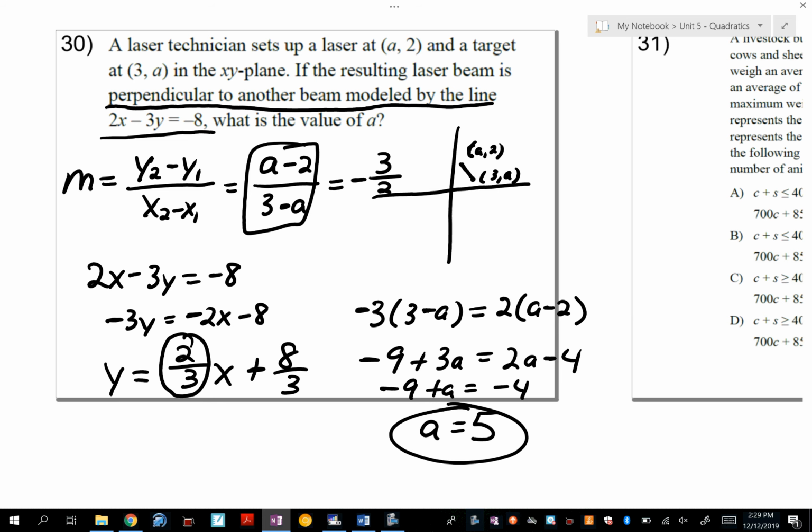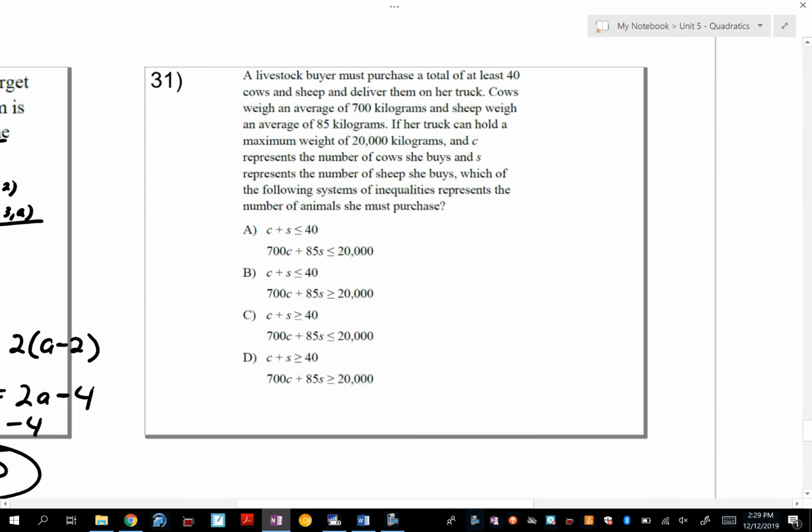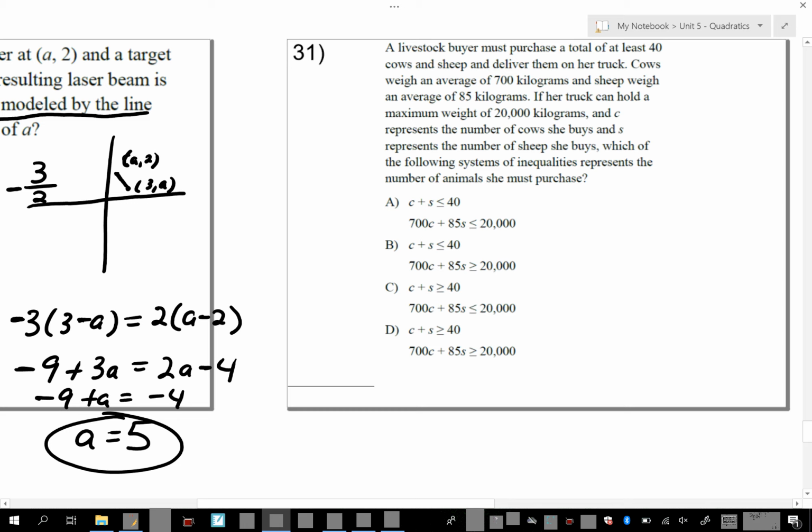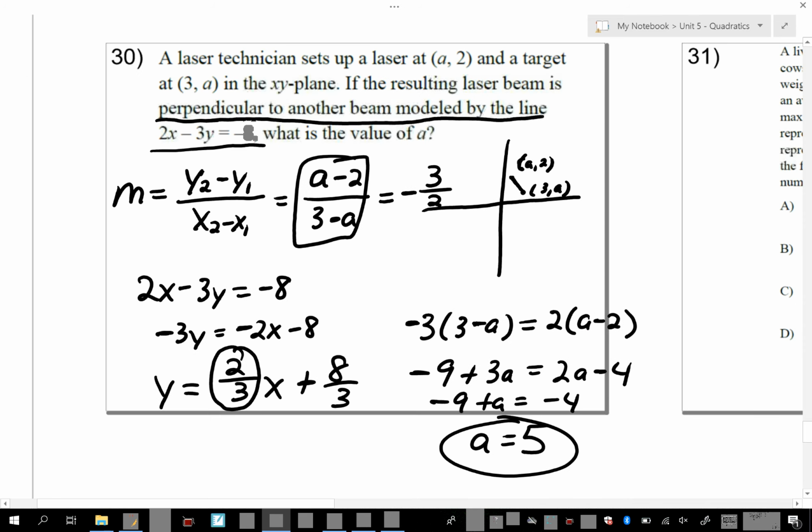Cross products are equal in proportions. When you multiply cross products in a proportion, they must be the same.